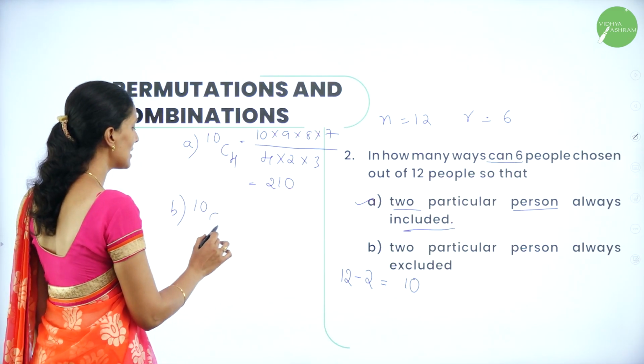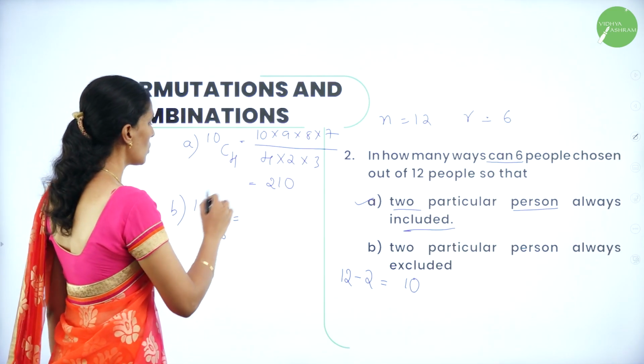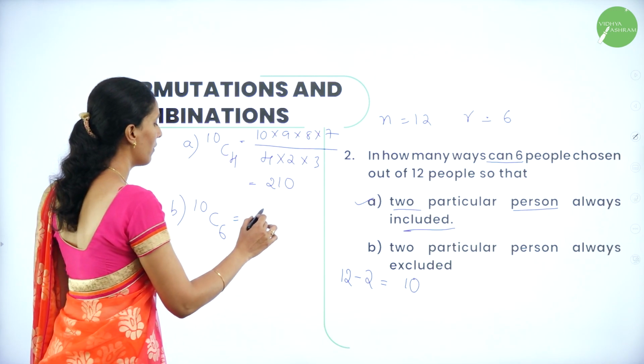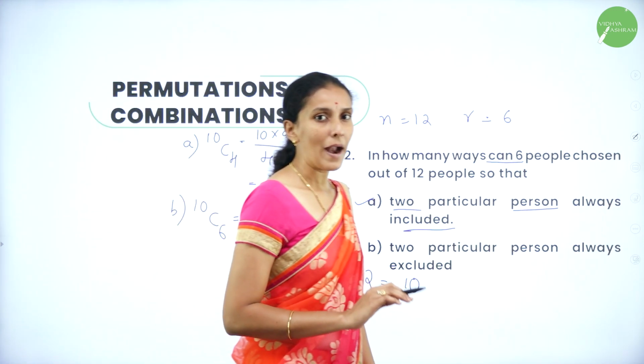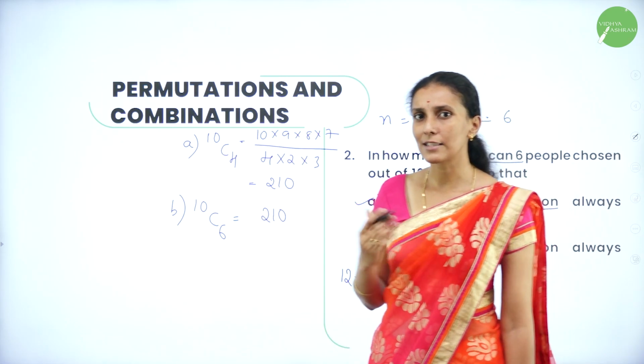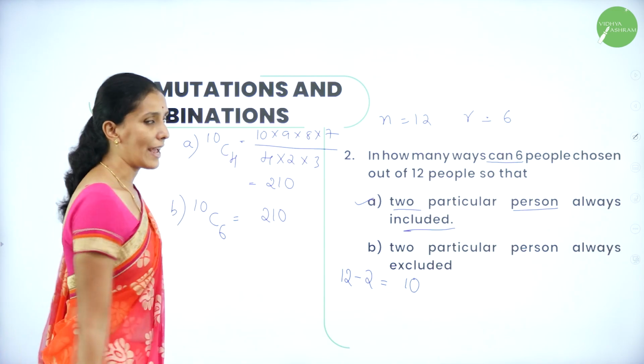So here it is 10C6. Here also my total ways will be 210. I leave the calculation part for you because I have already explained so many questions using calculations, so I'm just writing the answer.